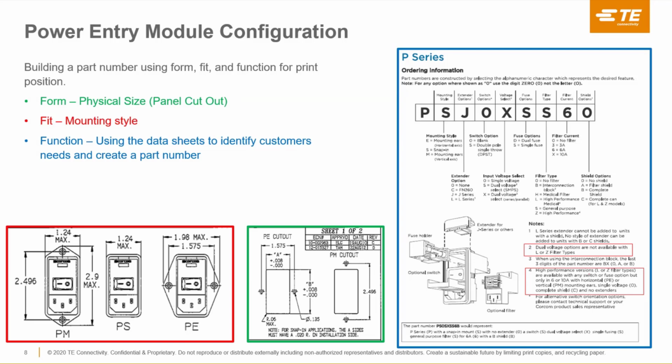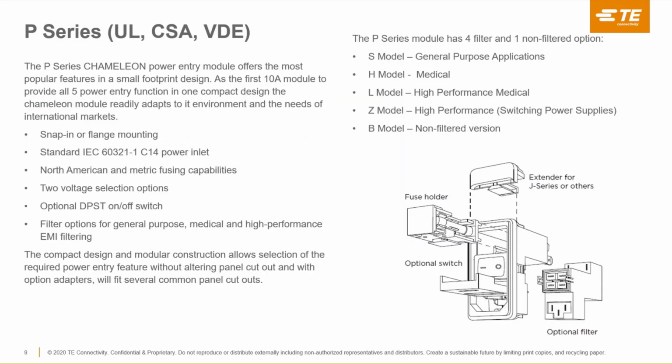the panel cutout that's needed, the fit, which would be the mounting style. So we have a PM, PS, and PE, so it's vertical, horizontal flanges, or if there's no flange, it would be the PS version. And then the function, we'll dive into that a little bit here, but using the datasheet to identify customers' needs and create a part number.